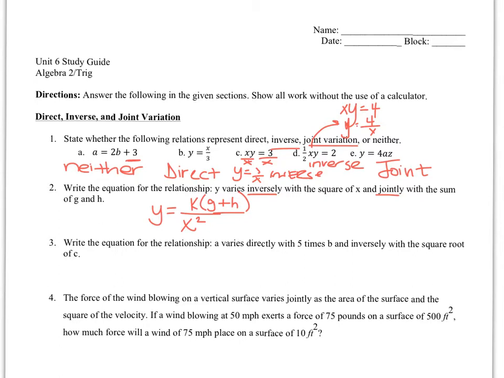If we look at number 3, it says write the equation for a relationship: A varies directly with 5 times B and inversely with the square root of C. So A varies directly, so k times 5 times B, and inversely with the square root of C. You could rewrite that to put your coefficient in front, or you could just leave it as is.